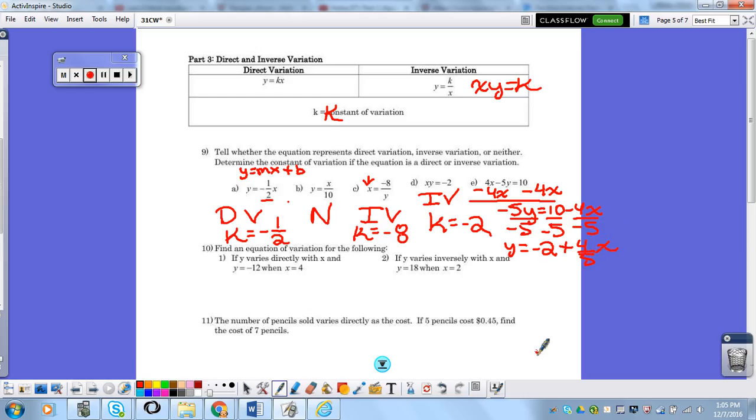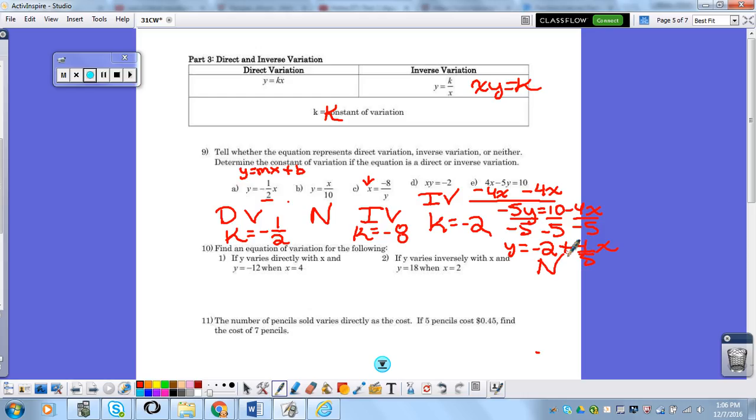So if you notice, you have a slope and a y-intercept that is not equal to 0. Since that is the case, it cannot be a direct variation equation. It is not inverse because it is not being divided. Yes, there's a fraction, but the number is not on top. It's not by itself, so that's why it's neither as well.